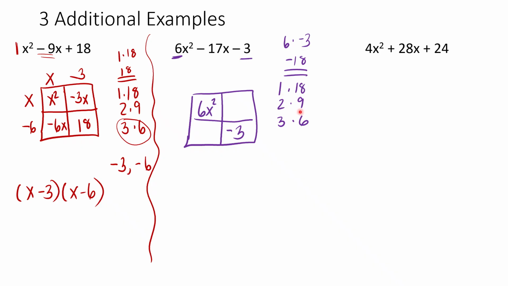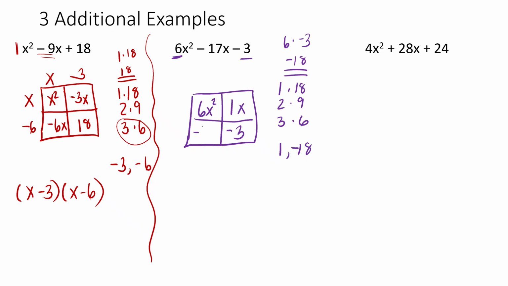2 and 9, if I add them, I can get an 11. If I subtract them, I can get a 7. So not that one. And 3 and 6, I can get a 9 or a 3 if I subtract. So my pair of numbers is going to be the 1 and the 18. Now they've got to add up to negative 17, which means the 18 must be negative. And before I plug them in, I'm going to do a quick check. 1 times negative 18 gives me negative 18. 1 plus negative 18 gives me negative 17. So that lets me know I've got the right pair of numbers.